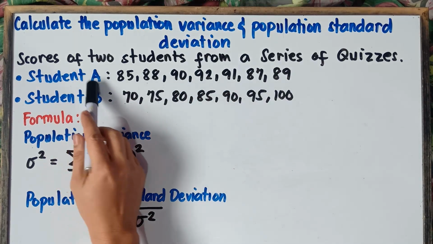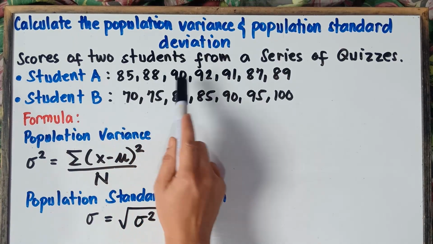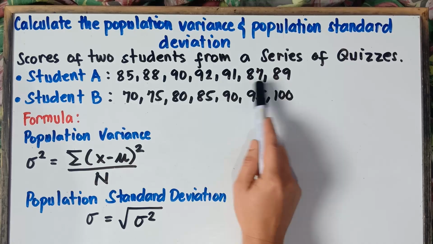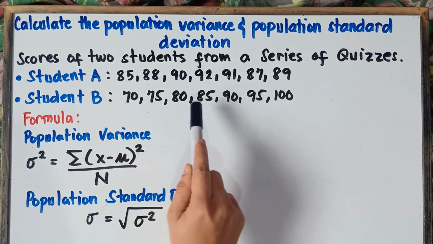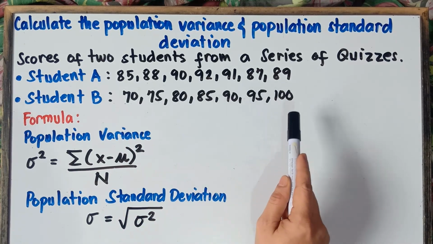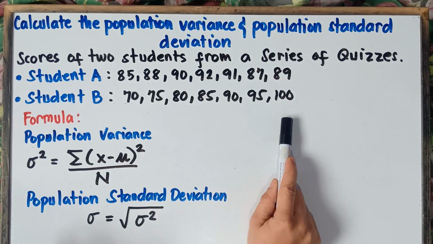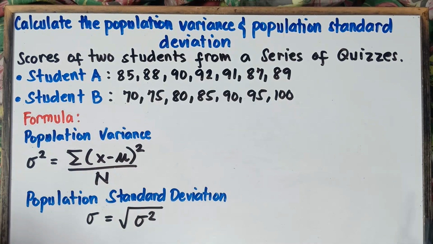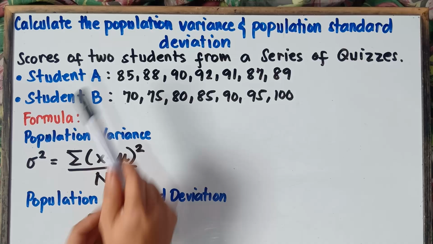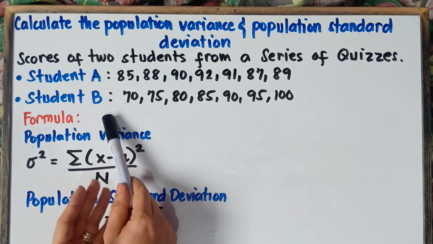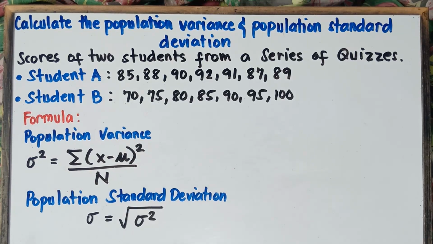For student A, there will be 85, 88, 90, 92, 91, 87, and 89. For student B, there will be 70, 75, 80, 85, 90, 95, and 100. Therefore, class, the data represents the complete quiz performance of the 2 students. So we have the scores of student A and the scores of student B, the complete quiz performance of the 2 students. So therefore, we will be using the population variance and the population standard deviation.